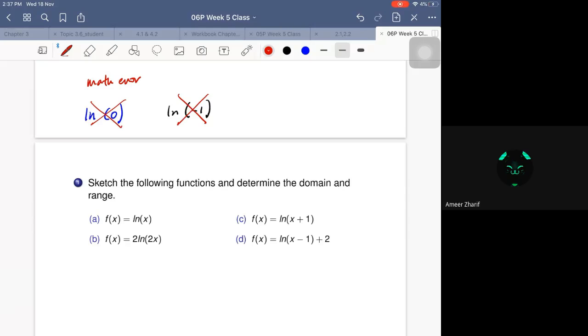So basically, whatever goes in the bracket that you want to log cannot be 0, and cannot be a negative number.